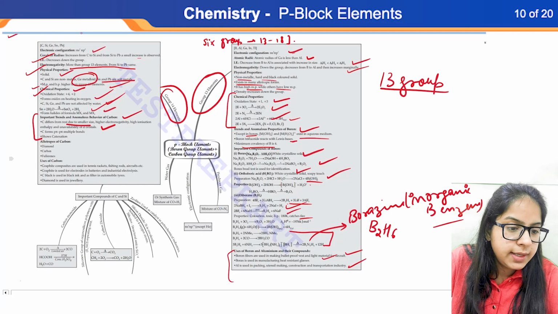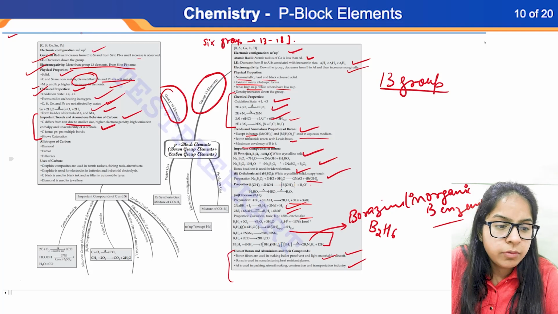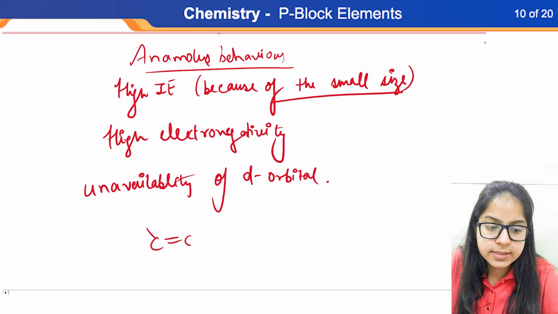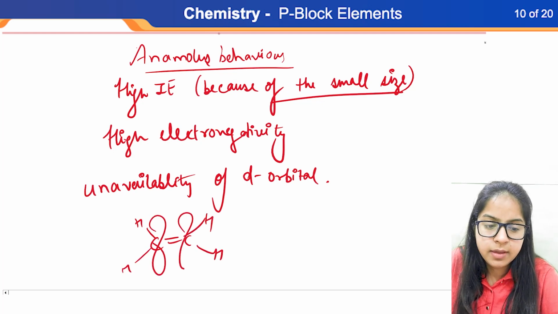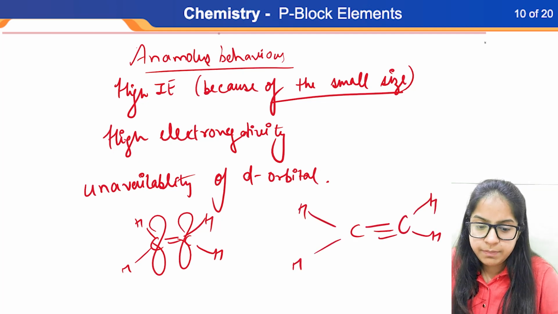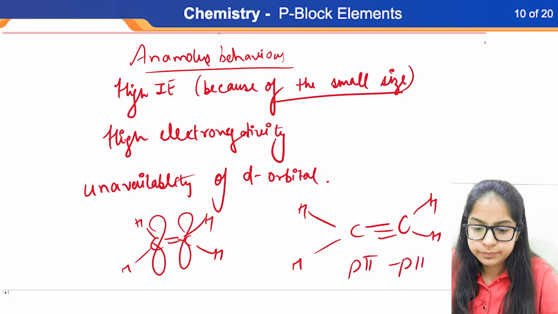Now the next one is, carbon forms p pi multiple bonds. So p pi multiple bonds are like this. In alkenes there are p pi multiple bonds.